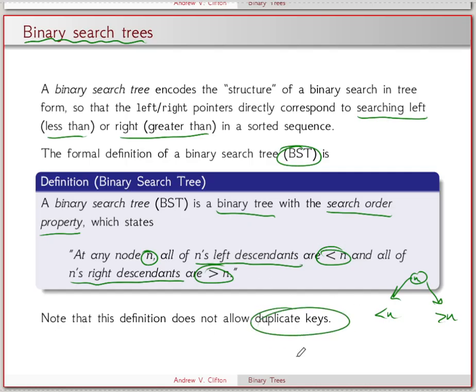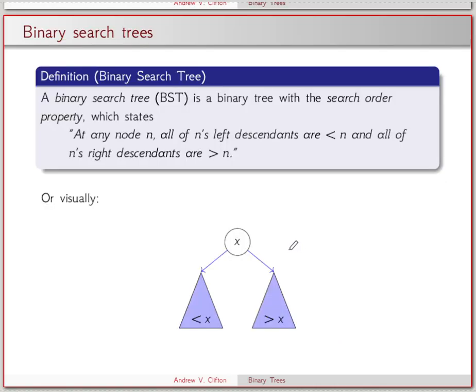This definition does not allow duplicate keys. It's not hard to add the ability to have duplicates to binary search trees, but just to keep things simple, we won't worry about it. Maybe I'll mention it towards the end about how you would do that. But for right now, we're just assuming that binary search trees are duplicate free.